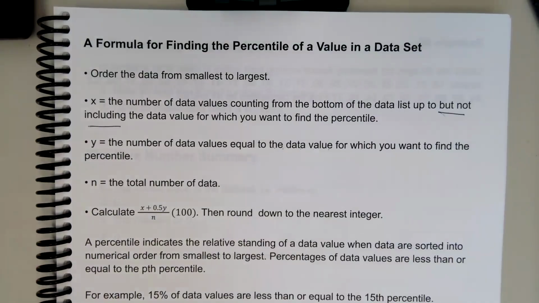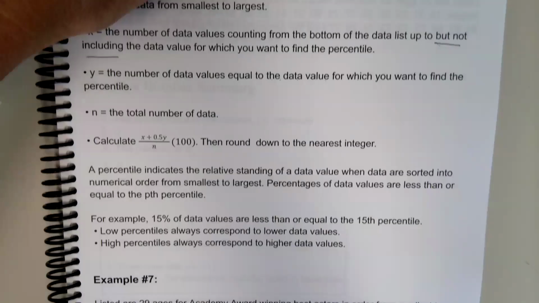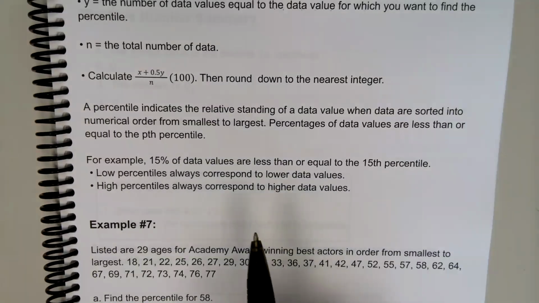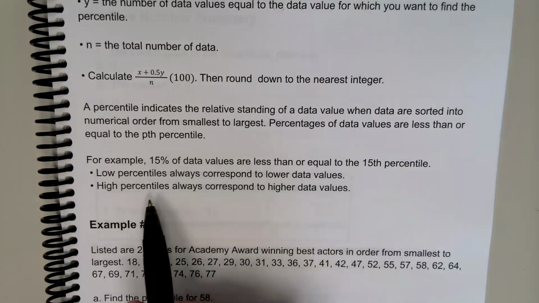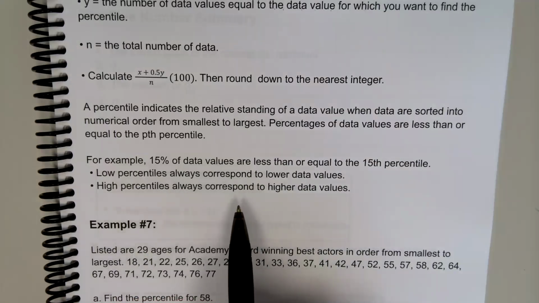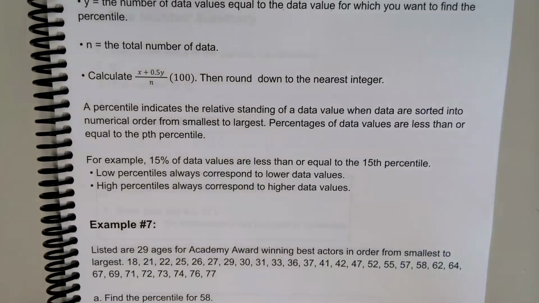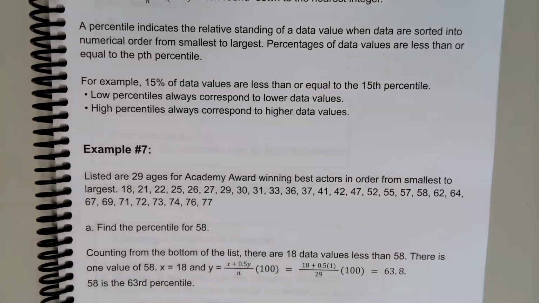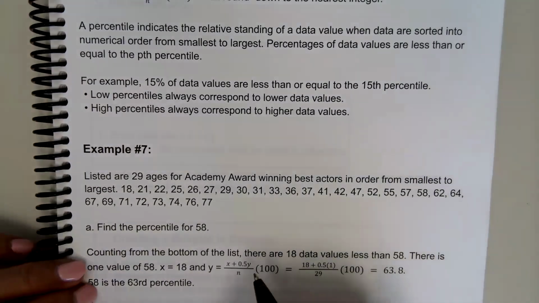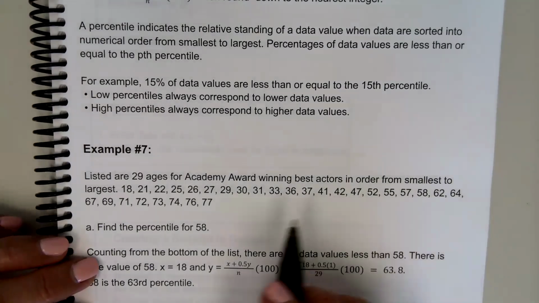So for example, 50% of data values are less than or equal to the 50th percentile. Low percentiles always correspond to lower data values. High percentiles always correspond to higher data values. So let's look at our data, the 29 ages of the Academy Award winning Best Actors from smallest to largest. And we want to find the percentile for 58. So for the actor that was 58 years old, what percent of the actors are younger than he?